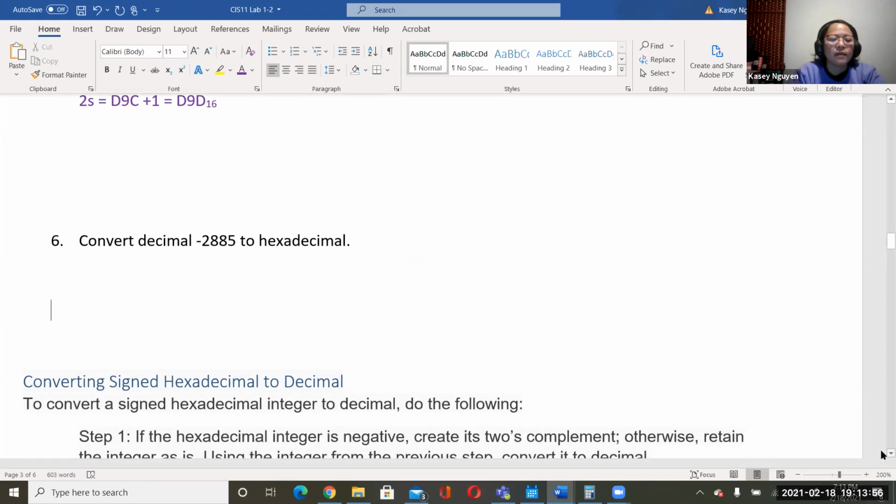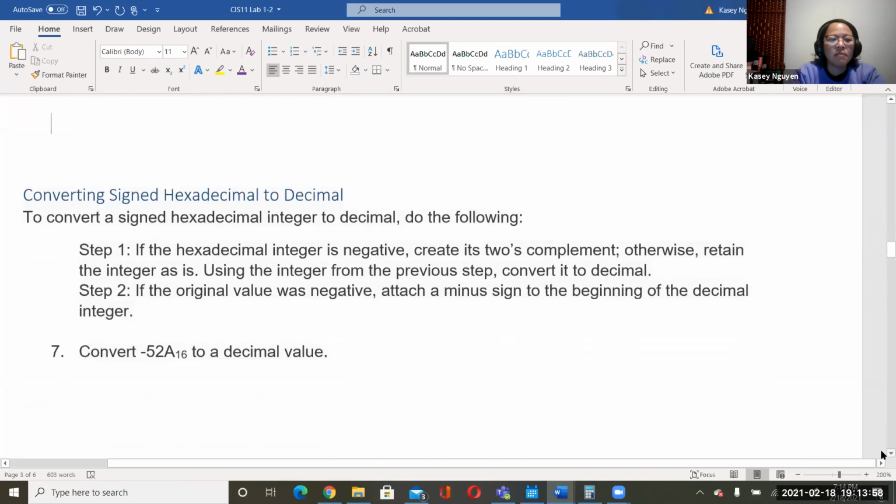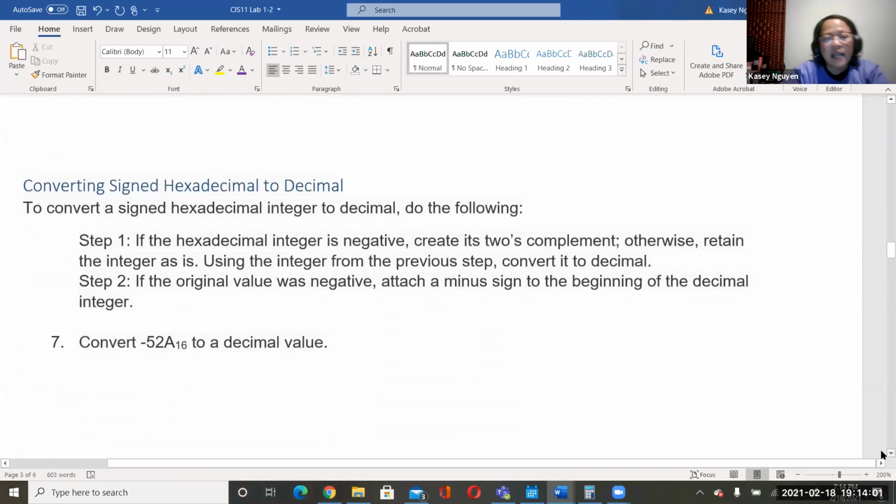Okay, let's talk about the next step. Convert the signed hexadecimal integer into decimal. First, if the hexadecimal integer is negative, create its 2's complement, otherwise retain the integer as it is. Using the integer from the previous step, convert it to decimal. For step 2, if the original value was negative, attach the minus sign to the beginning of the decimal integer. So when you get the output, you have to put a negative value there.